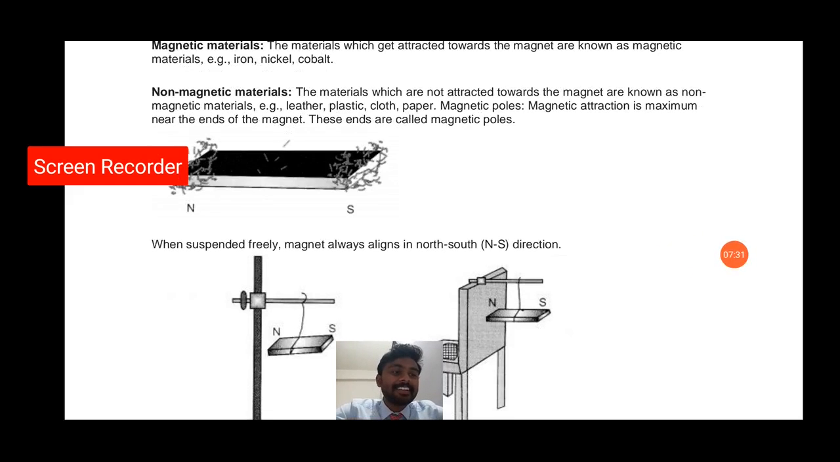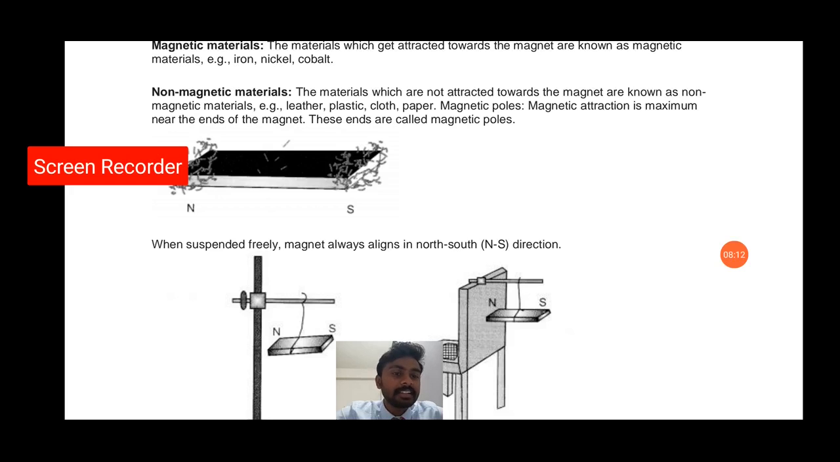Okay, students, now see, there is one more important question: magnetic poles. What do you mean by magnetic pole? See students, magnetic attraction is a maximum near the end of the magnet. So these ends are called magnetic poles.